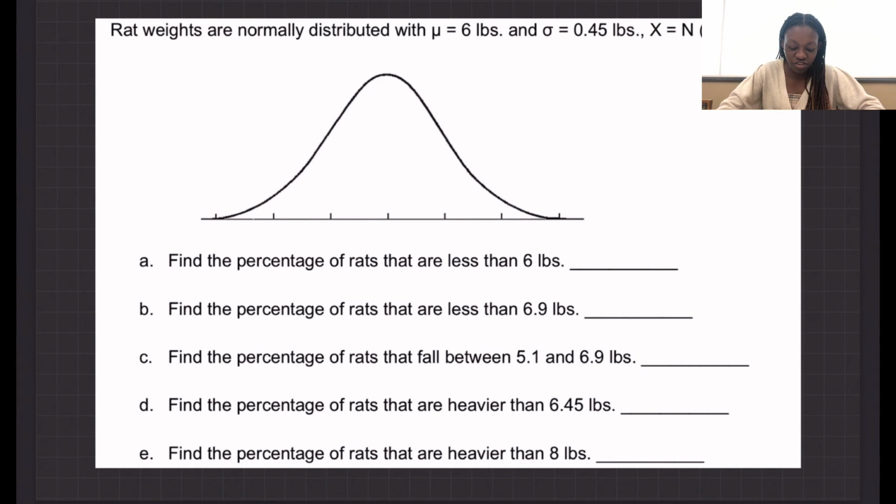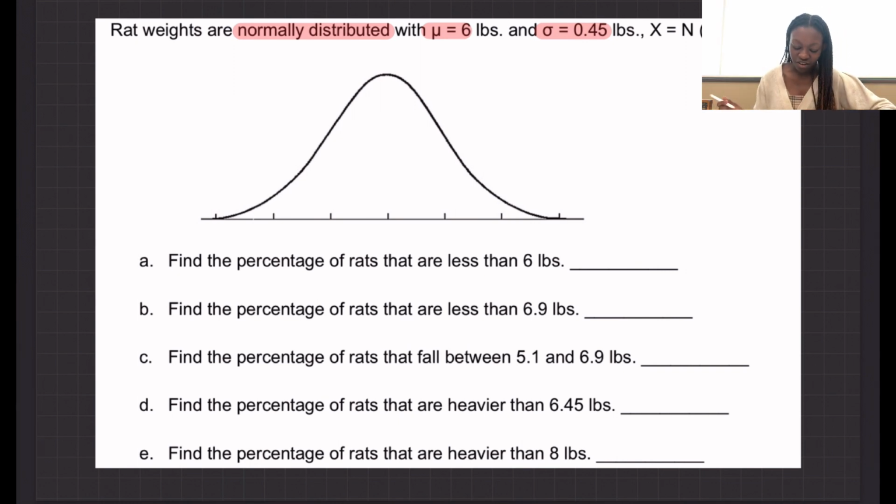All right, so here's our first example. Rat weights are normally distributed, which is a plus. We always want to solve questions that are normally distributed because that's the only way that the empirical rule can be fulfilled. And they tell us that the mean is 6 and the standard deviation is 0.45.